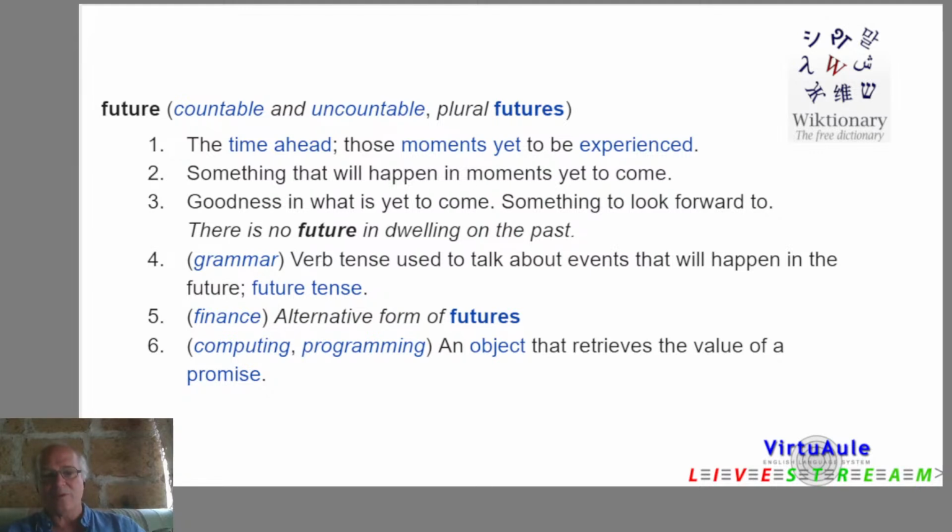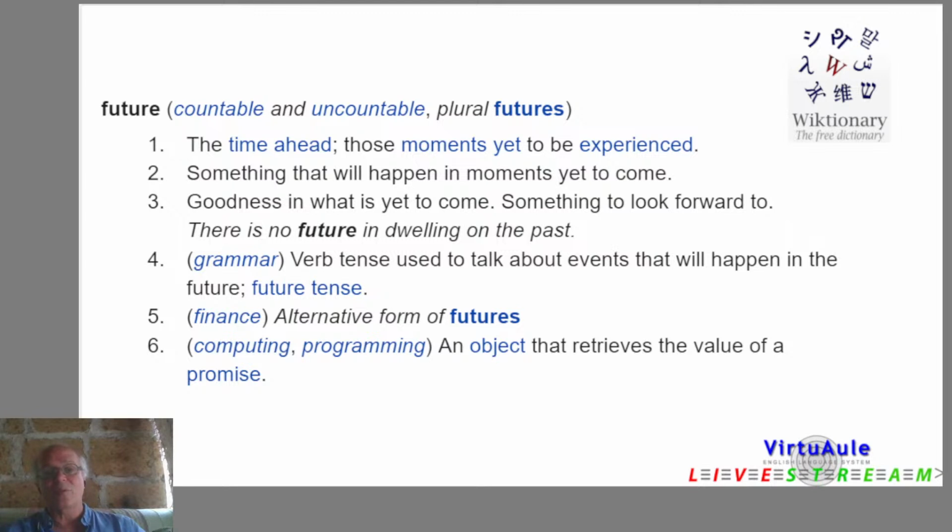The time ahead, we saw this, the timeline, we saw it also in the cone, something that will happen in moments yet to come. Okay, these two ideas are generally uncountable. The third also is uncountable. Goodness in what is yet to come, something to look forward to, something that you can't wait for, something that is very, very anticipated. So there is no future in dwelling on the past. There's no future. Here it is, uncountable.